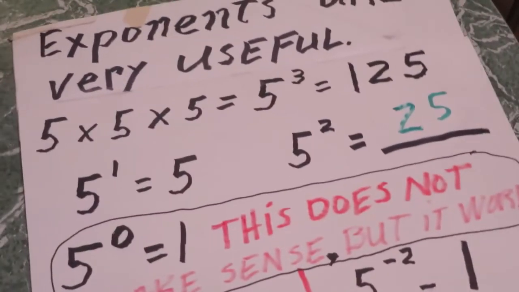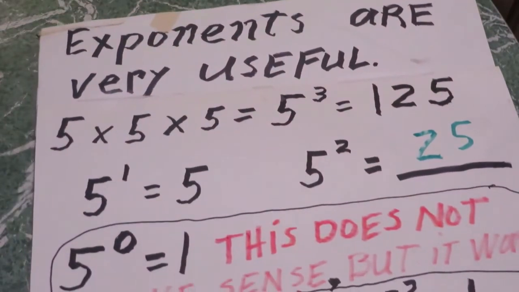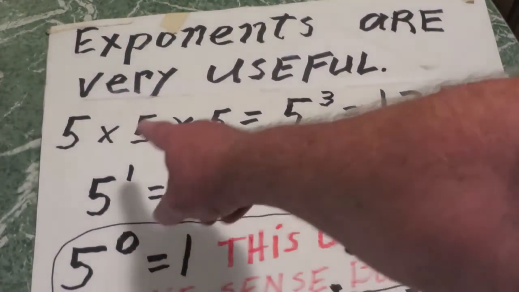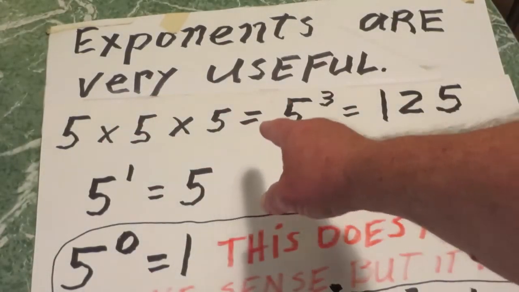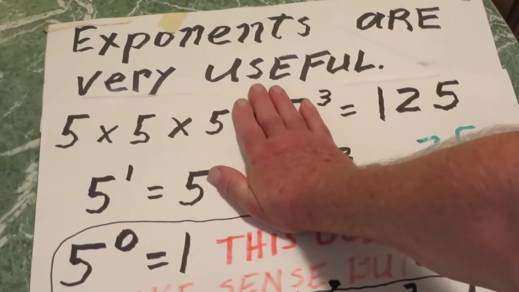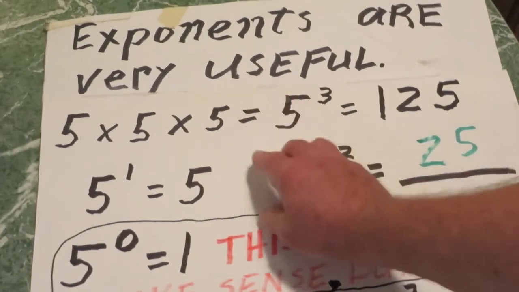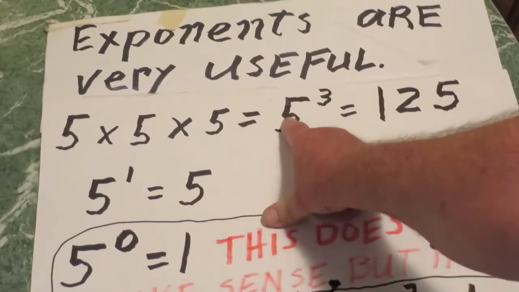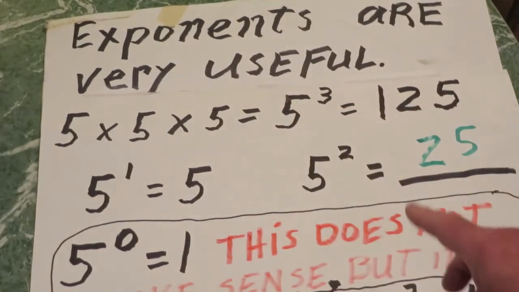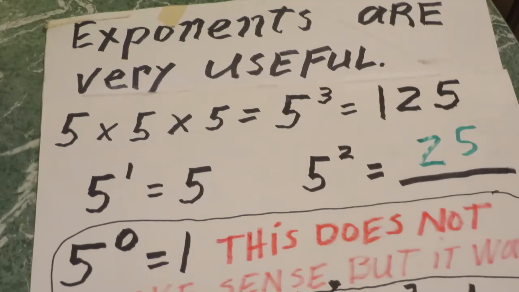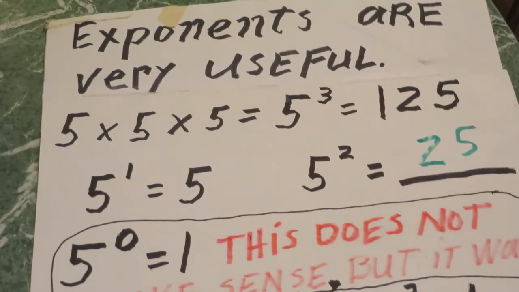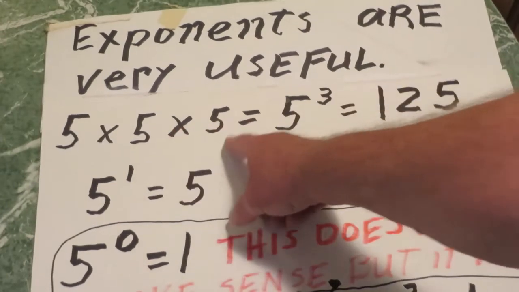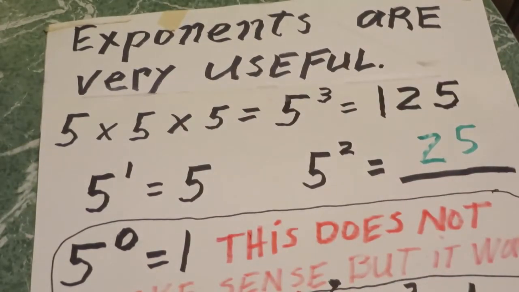So again, exponents are very useful. Consider 5 times 5 times 5, 5 taken 3 times. One way we can write it is we can say it's equal to 5 to the third power. They also call that cubed, but don't worry for now. 5 to the third power happens to be 125. So it's 5 times 5 is 25, times 5 is 125.